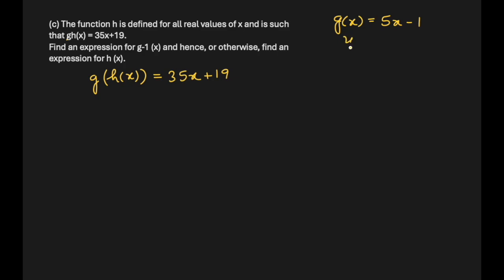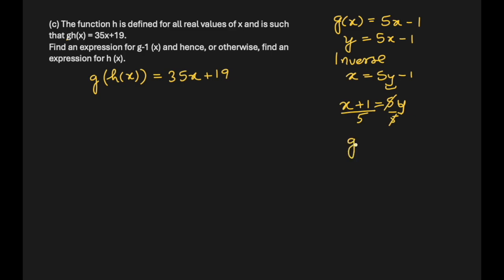So I will replace g(x) by y. Now if I inverse, x becomes y and y becomes x, and that's what I have to isolate now. This y I have to isolate to get the inverse. So 1 will come here, I'll get x plus 1 equal to 5y, then I'll divide both sides by 5, so y is equal to (x plus 1) over 5, which becomes our inverse. g inverse x equals (x plus 1) over 5.